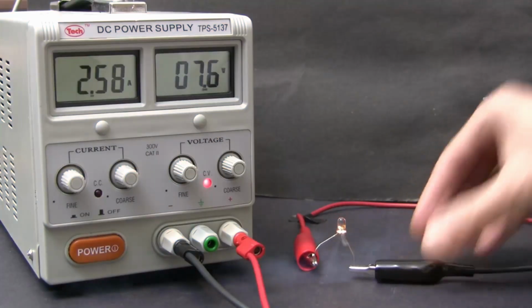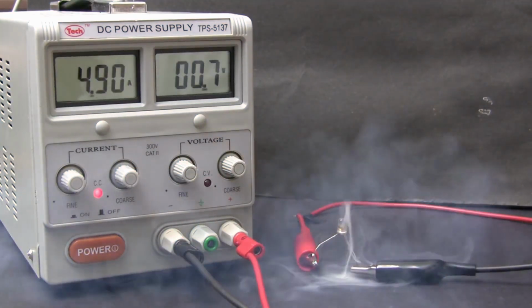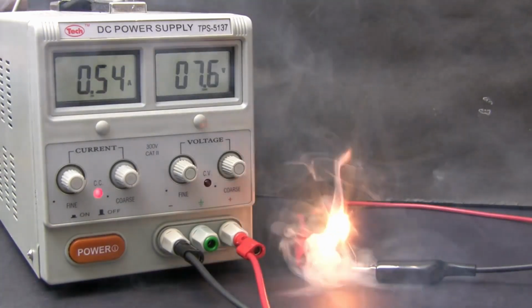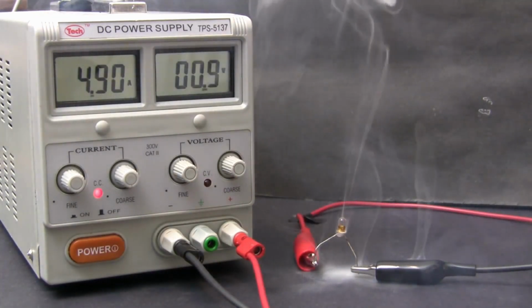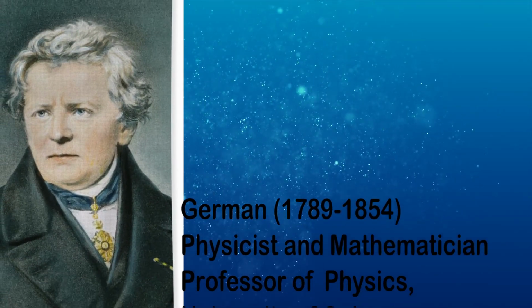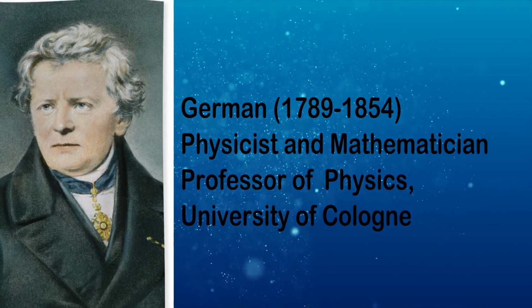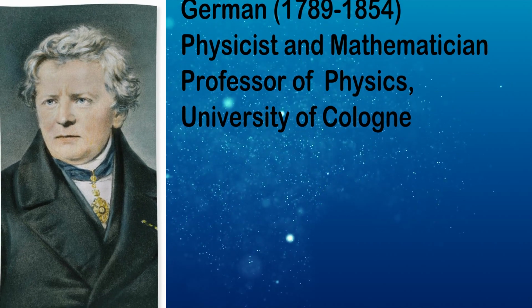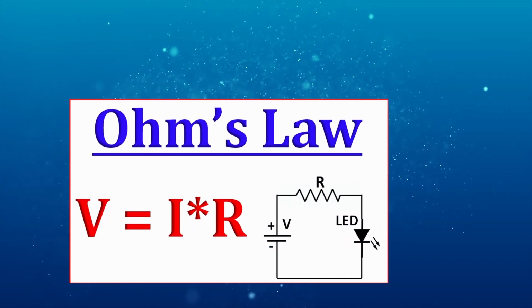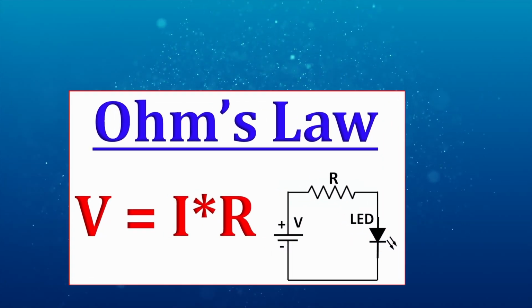How to correctly dimension a resistor to limit the current flowing through a LED so it doesn't burn? That is what you are about to learn in this video. The concept that allows solving this problem is Ohm's law, introduced by the famous German physics professor Georg Simon Ohm in 1827. Ohm's law is the fundamental concept of electric circuit analysis.